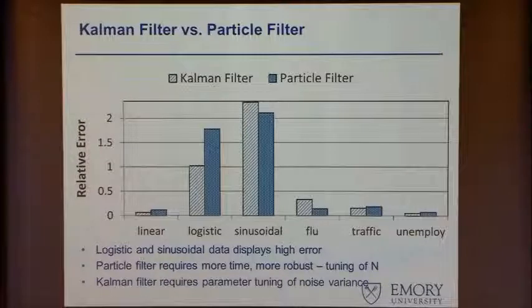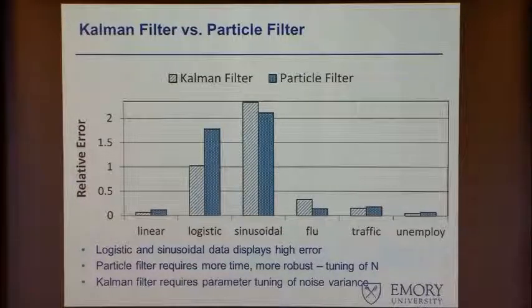We also did some more experiments using different data sets. This one compares the result of Kalman filter and particle filter for different data sets. The immediate thing we can see is that the logistic data and sinusoidal data have a much higher relative error than the linear data. This sort of confirms our hypothesis that if the data is not generated by the linear model or doesn't fit with your assumed data model, then it doesn't work as well.